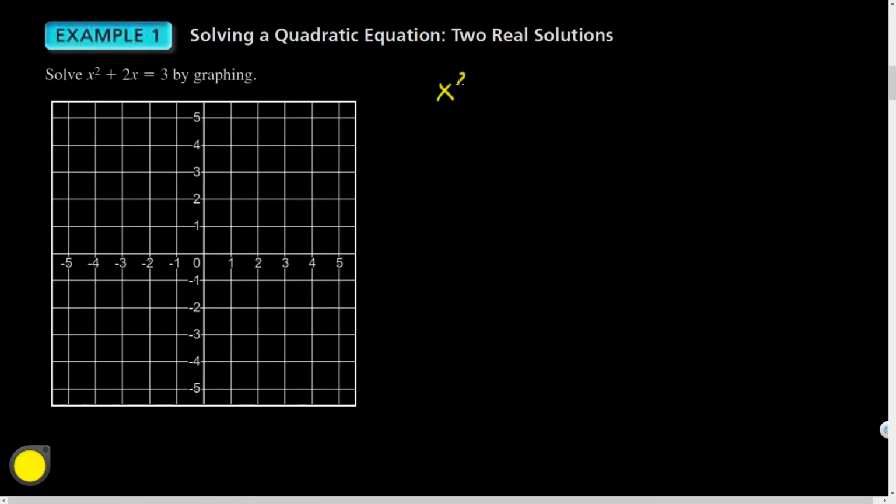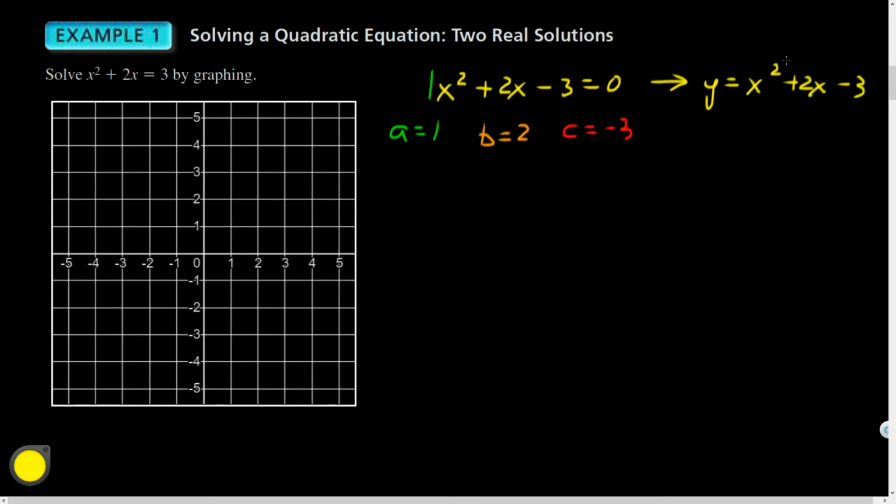So here I've got x squared plus 2x equals 3. I'm going to subtract 3 from both sides. Now, in order to graph, let's figure out my a, b, and c. So a is equal to 1. Then I've got b is equal to 2, and c is equal to -3. This is still true. Once I got it set equal to 0, I'm technically rewriting it as the related equation, y equals x squared plus 2x minus 3. There we go.